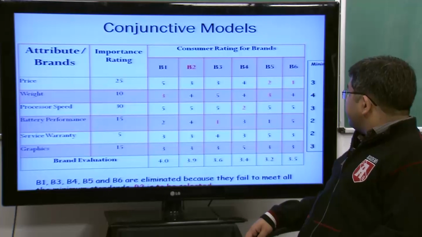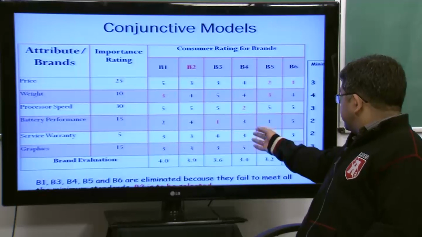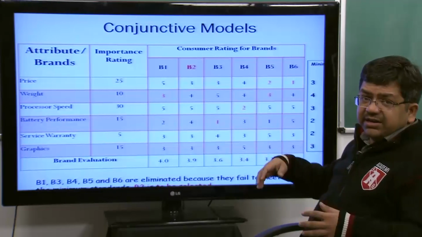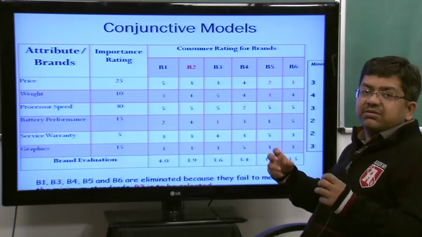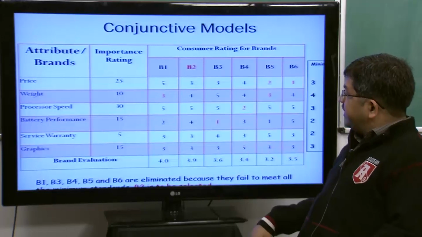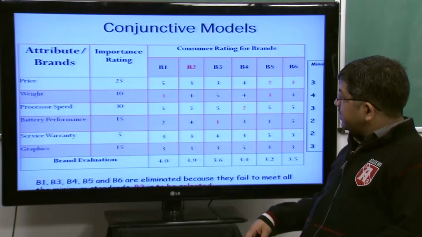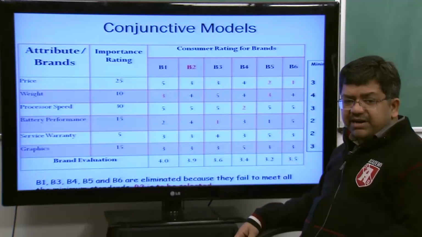So, what we are left with is only brand B2, which fares above, or does well, or its values are above on all the cutoff criteria, and we get at the end B2 being selected if the conjunctive rule is applied here.